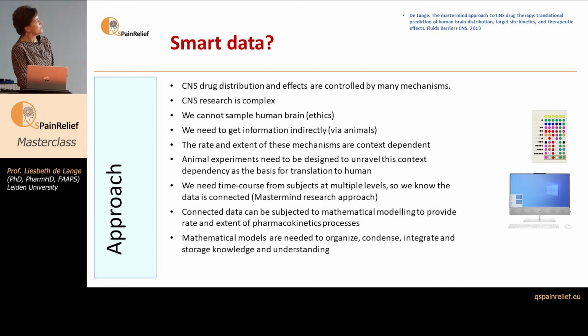And before doing so, I would like to emphasize that connected data, if it comes from one subject, can be really informative. And with the combination of mathematical modeling, you can really get the rate and the extents of the processes in between. Mathematical models are very important to organize, condense, integrate, and also store knowledge and understanding. So you really build a house from all building blocks of knowledge. What a slide. Okay, let's go to the game.